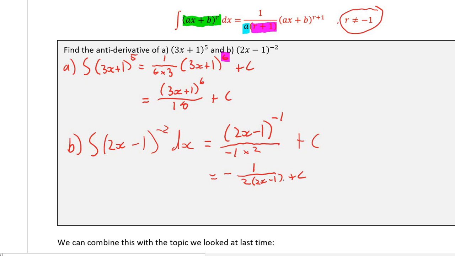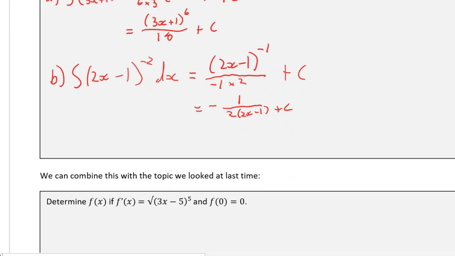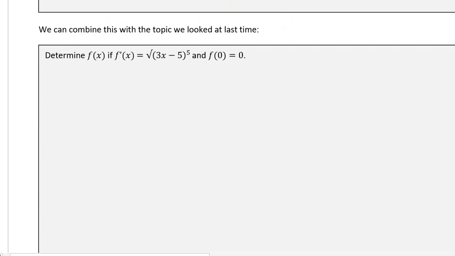There's no more power there, guys, so if you wanted to, you could times through by that 2 and get negative 1 over 4x minus 2 plus c. I don't care to do that, though, so I'm not going to. Cool. Hoping that makes sense. Let's look at some more problems, guys.